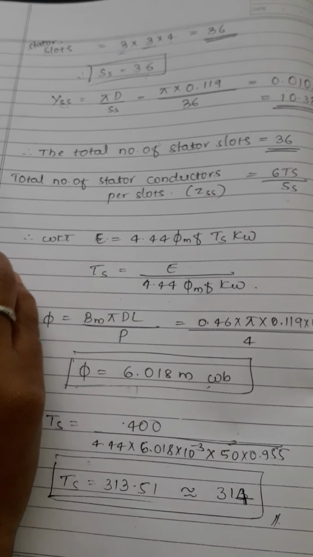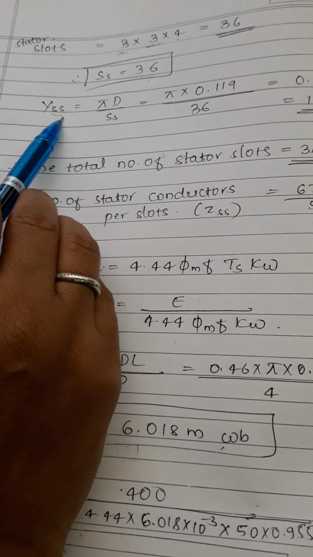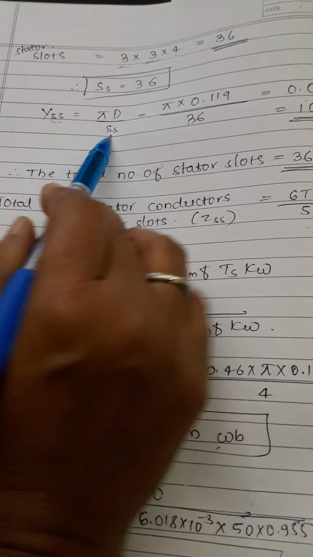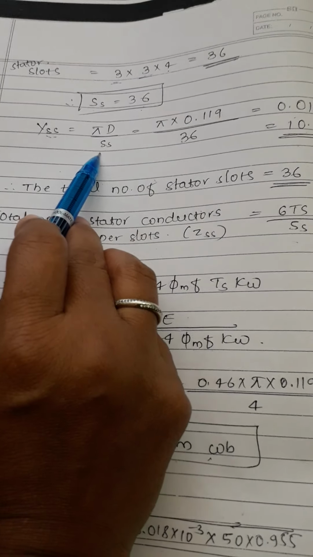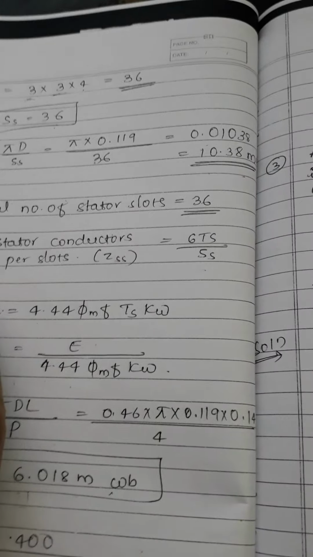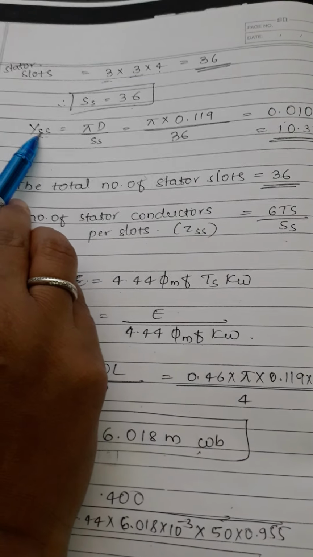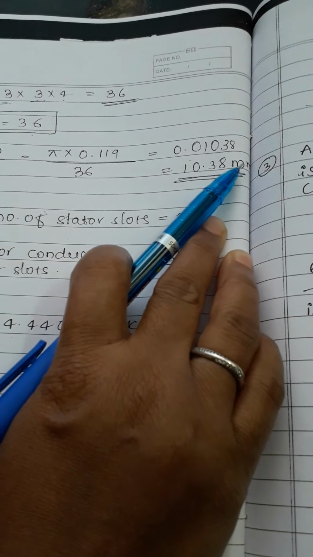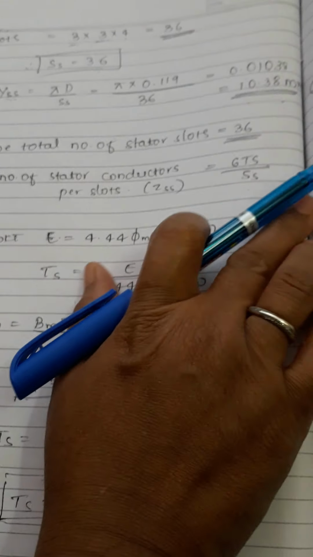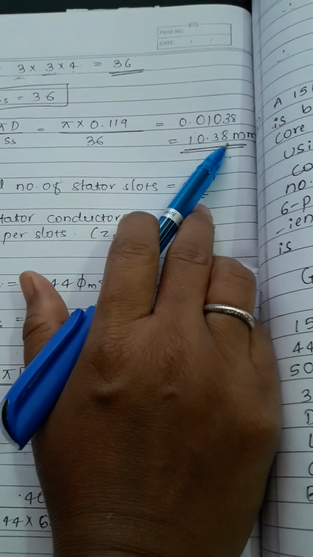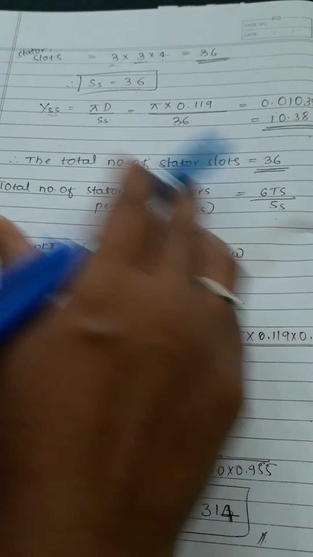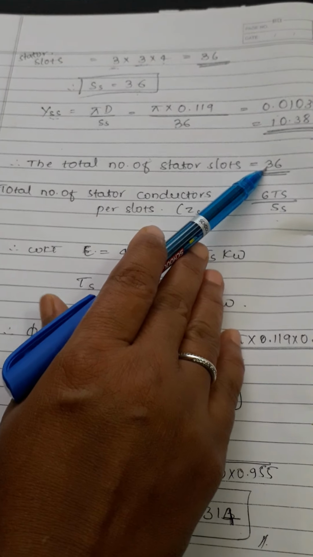Now next is to find out ZSS, the number of conductors. We have to go through this formula which I already explained. YSS is nothing but pi D upon SS. We know pi, we know D, we know SS. So YSS is nothing but the stator slot pitch, which we got as 10.38 mm.